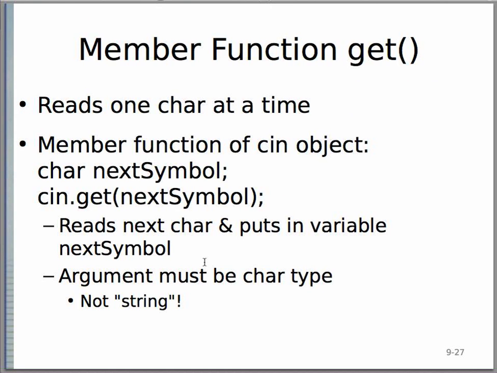So, character input and output. To do input, you can use the member function get. So you say cin.get, and then the only argument that you supply is the character. It reads the next character that's on the console and puts it into this next symbol. So this argument has to be of character type.